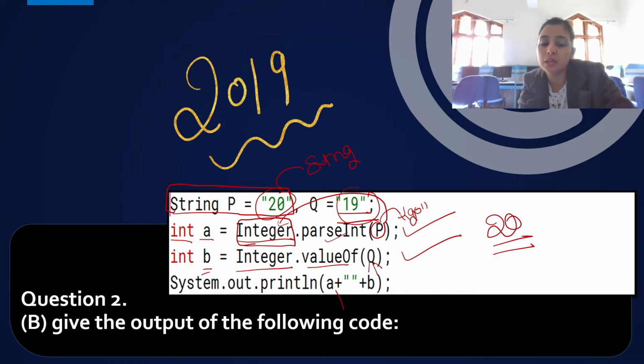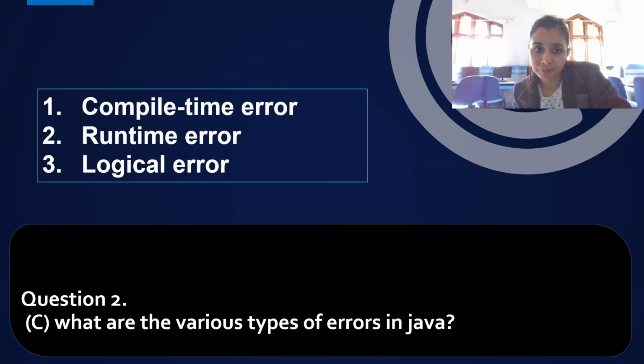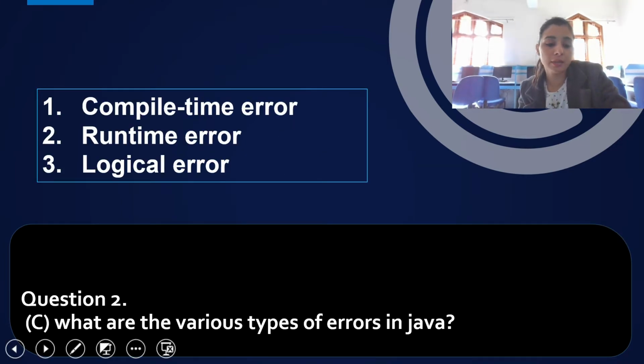This you have done in the buffered reader, right? So this also you have done, right? So value of and the %. So as you know that in Java, we have three types of error.